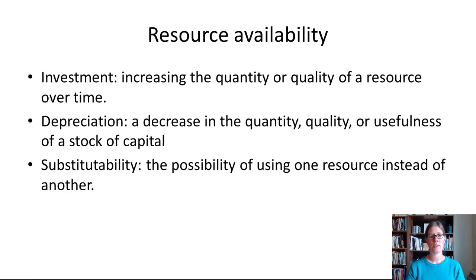Another factor related to the availability of resources is their substitutability. This has to do with the possibility of using one resource in place of another. So for example, solar or wind energy can be used instead of fossil fuels. For some types of jobs, we could replace humans with machines, or the other way around. So the depreciation of any one capital stock is less of a problem if other resources can be easily substituted for it.